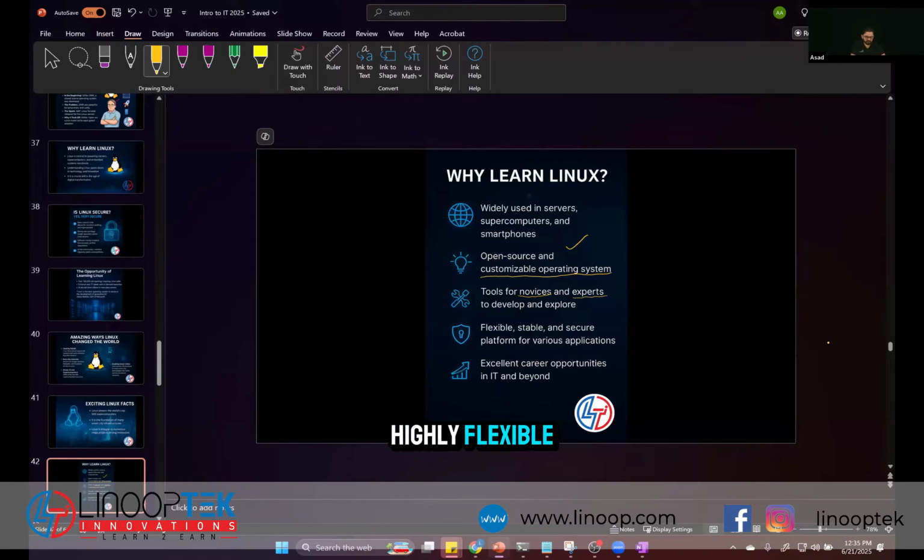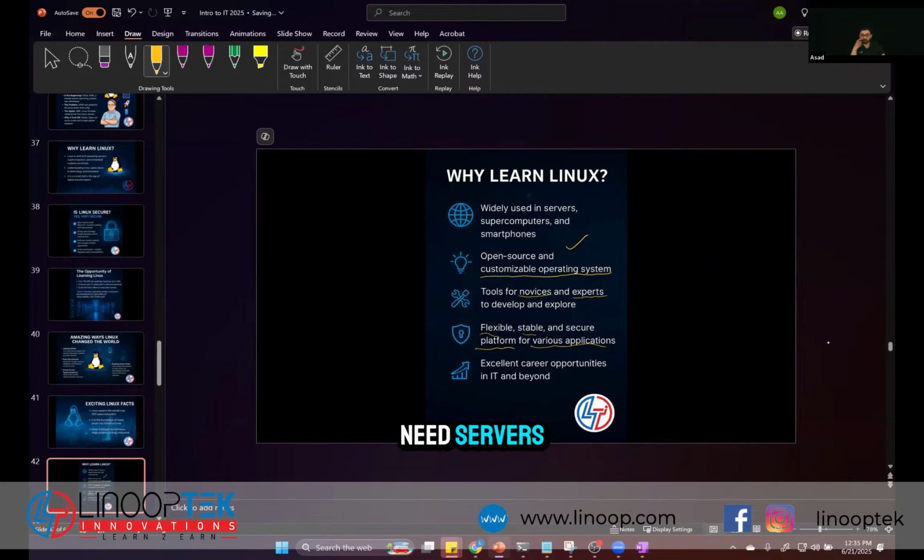And it is highly flexible. It is stable. What does that mean? When I say an operating system is a stable operating system, it basically means it can run for days, months, years, and years without having to shut down. Okay, it is scalable as well, and it's a highly secure platform to run your applications.